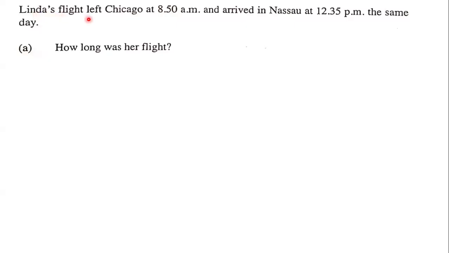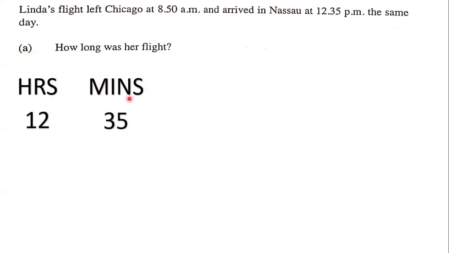Linda's flight left Chicago at 8:50 a.m. and arrived in Nassau at 12:35 p.m. the same day. How long was her flight? And so what we have to do here is we're going to put hours and minutes, and then we're going to put 12:35. That's going to be the arrival time, so 12:35. So 12 hours and 35 minutes.